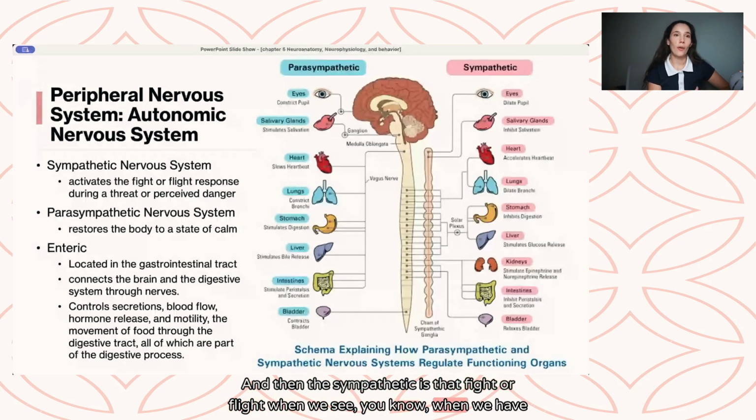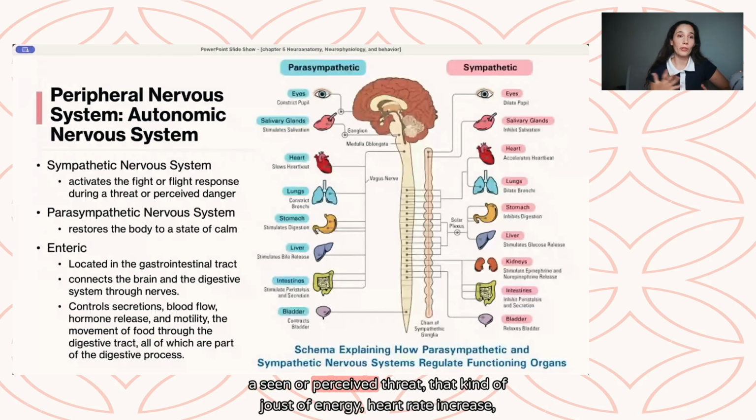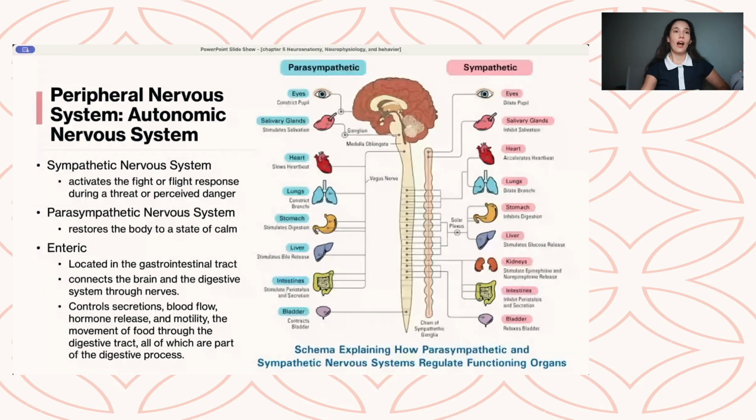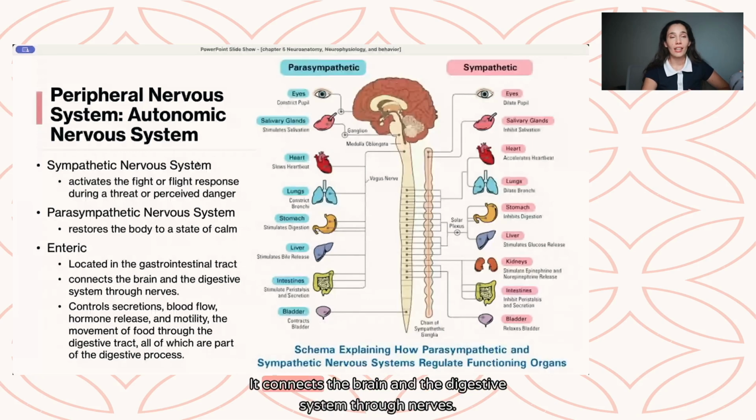When we have a seen or perceived threat, that jolt of energy, heart rate increase, sweating. And then enteric is located in the GI tract. It connects the brain and the digestive system through nerves. It controls secretion, blood flow, hormone release, motility, and the movement of food through the digestive tract and the digestive process.